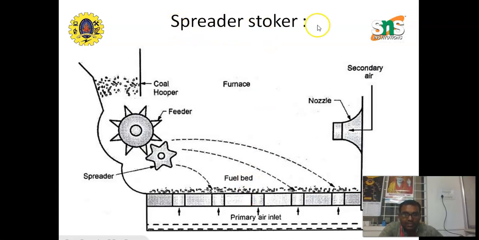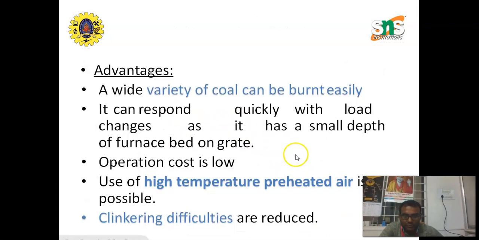Next one is the spreader stoker. Here the coal from the hopper is made to pass into the feeder. Here the coal is crushed and it is carried onto the grate surface with the help of the spreader. As the coal particles pass through, the spreader spreads the coal to different areas with the help of a feeder mechanism. The advantages are: a wide variety of coal can be burnt easily. It can respond quickly to load changes as it has a small depth of furnace bed on the grate. Operation cost is low. Use of high temperature preheated air is possible. Clinkering difficulties are reduced.